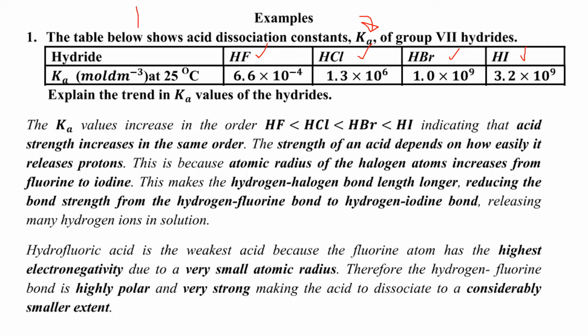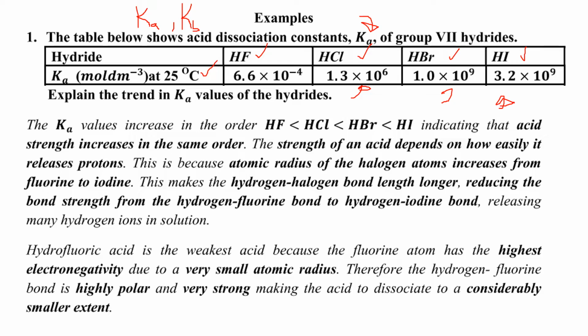Just to remind you, acid dissociation constant is denoted by capital K and then small a. And then the base dissociation constant is denoted by capital K and then the subscript b. Now 25 degrees Celsius is the room temperature, and it's telling you that the experiment was carried out at room temperature. So hydrogen fluoride has its acid dissociation constant to be 6.6 exponential -4. Hydrogen chloride is 1.3 exponential 6, hydrogen bromide is 1 exponential 9, and hydrogen iodide is 3.2 exponential 9.